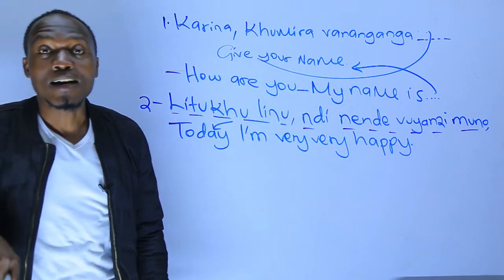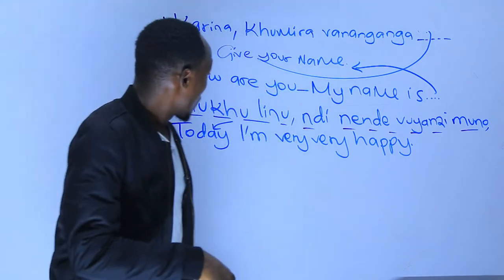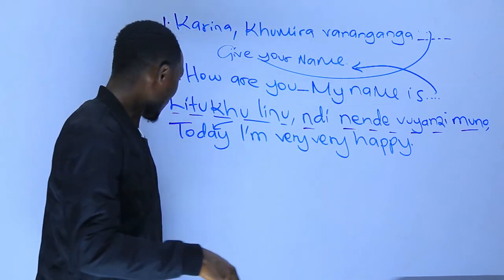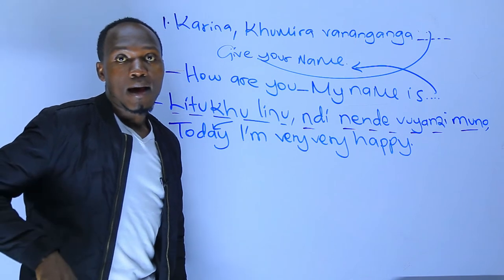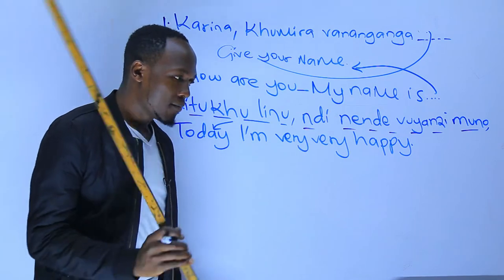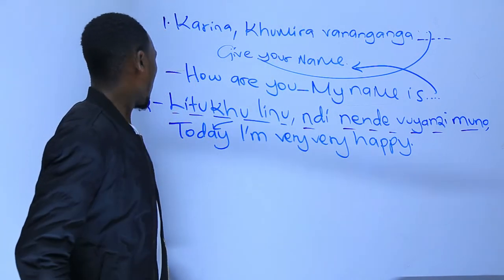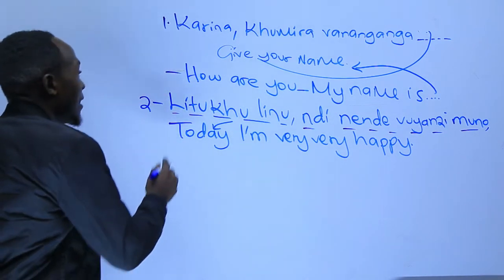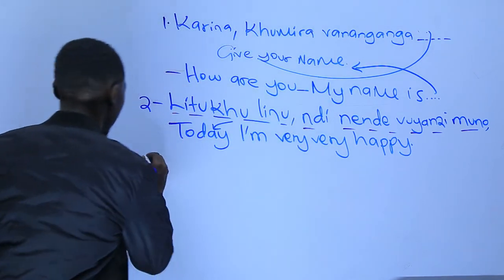Then you need to give a reason why you are happy. You just can't be happy. So next, you give a reason why you are happy. Let's say maybe it is a wedding ceremony. So you'll say, dinende voyanzi. Then the reason why you are happy. Number 3.